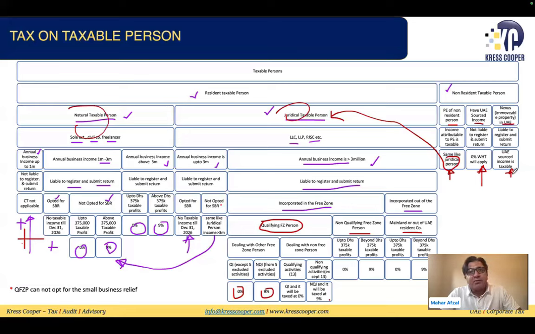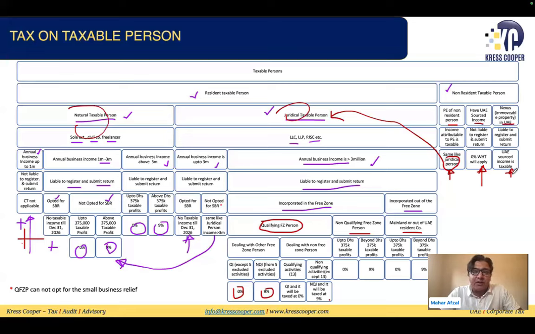So what we have understood till now, basically we are repeating what we have learned till now. We learned that a taxable person can be resident or non-resident. Then we discussed which persons are resident taxable persons and which are non-resident taxable persons. We discussed juridical persons, then we discussed natural persons. Then we discussed the tax applicable on natural persons, on juridical persons, on qualifying free zone persons, and then on non-resident taxable persons. All these things, this is just basically recapping.